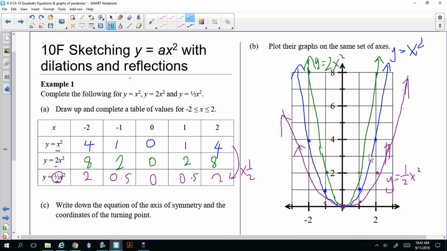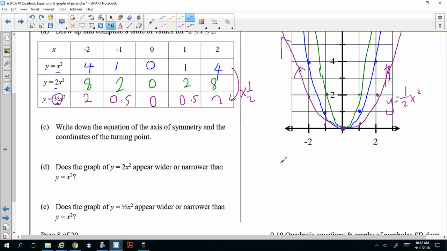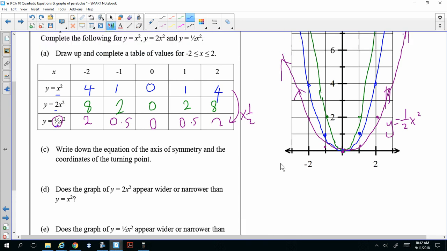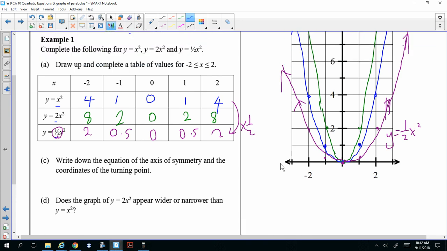All right, let's go through CDE. We're going to answer some questions about the graph that we already know. Write down the equation of the axis of symmetry and the coordinates of the turning point. For all of these, the vertex is over here, right? That's your vertex. The vertex, or the turning point, is at the origin. This is the minimum turning point at 0, 0. Another word is the vertex.